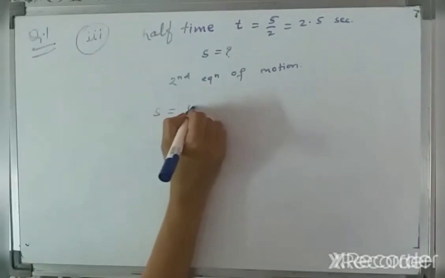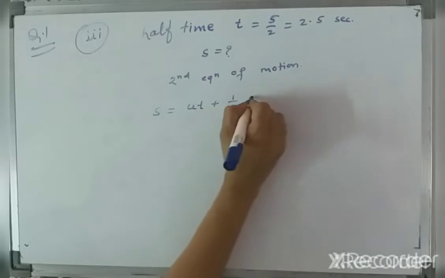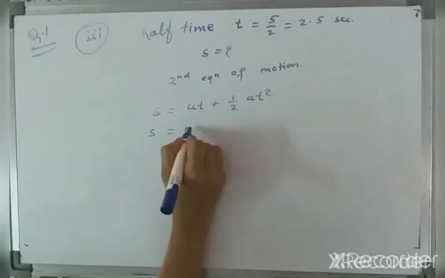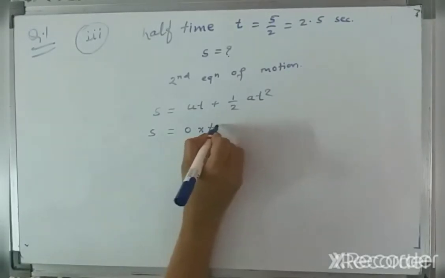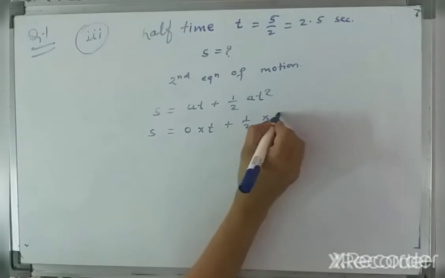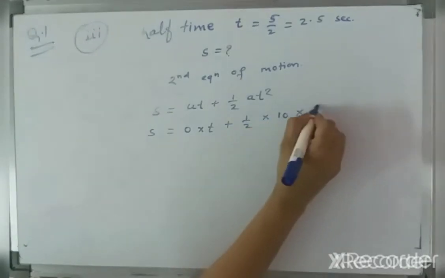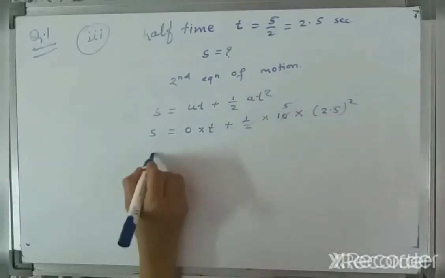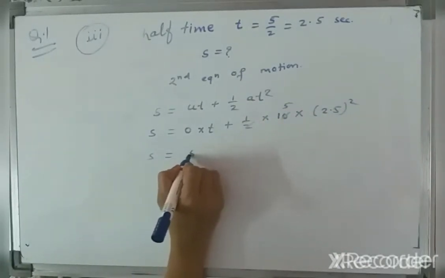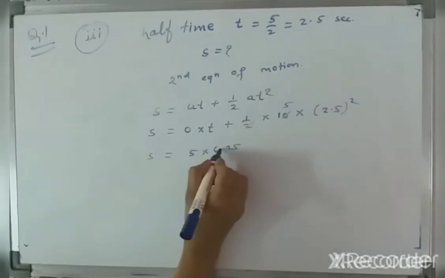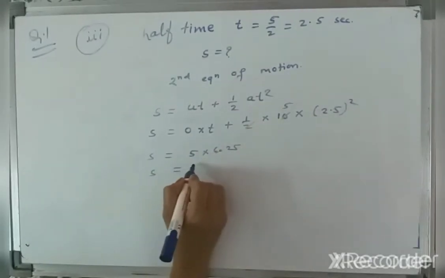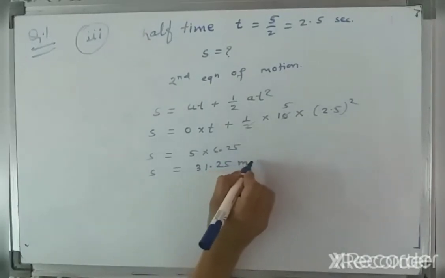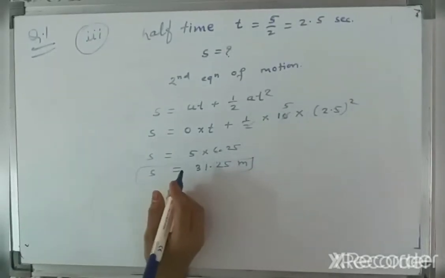S is equal to ut plus 1 upon 2 at square. S we have to calculate. Value of u is 0 multiplied by t plus 1 upon 2, value of a is 10, multiplied by 2.5 bracket square. 1s are 5s are. So S is equal to 5 into 6.25, right? So S is equal to 31.25 meters. This is the distance, right?